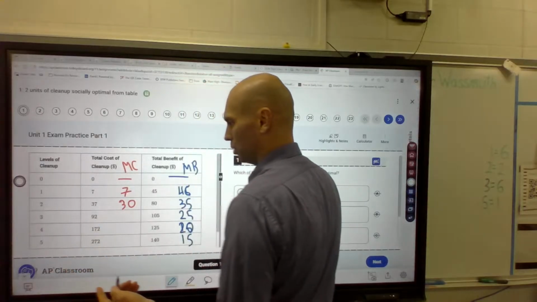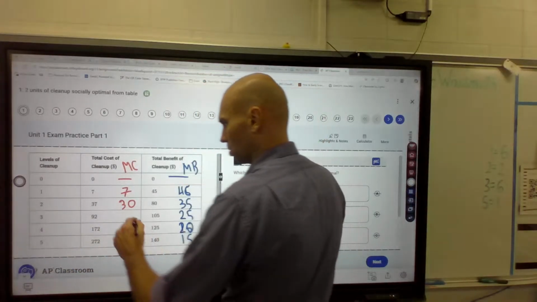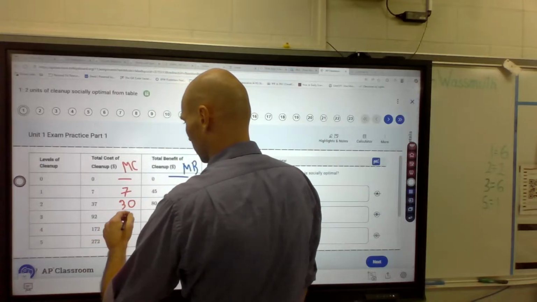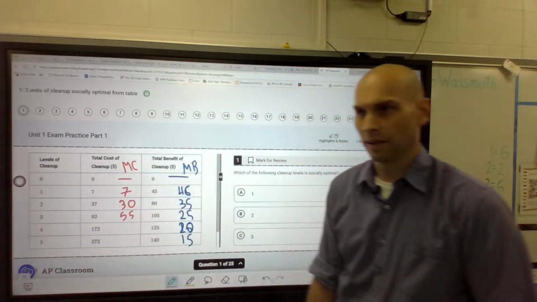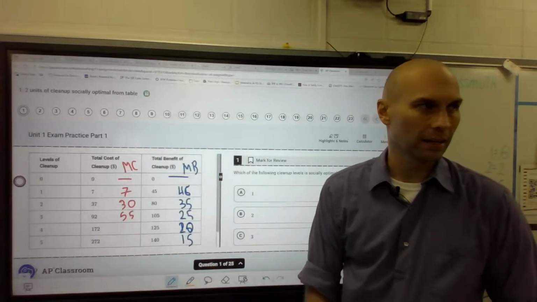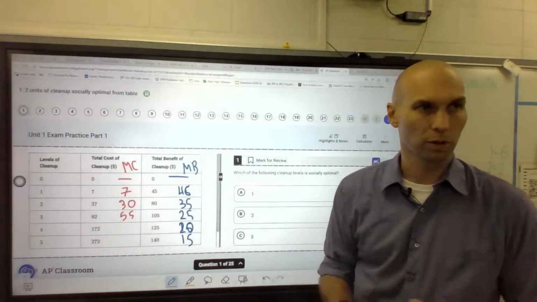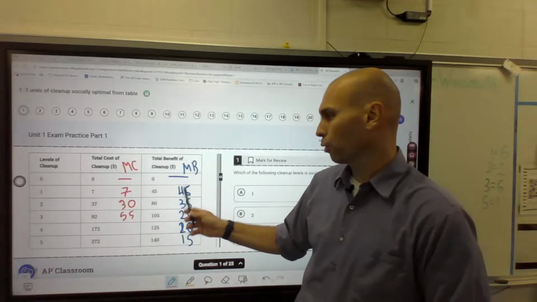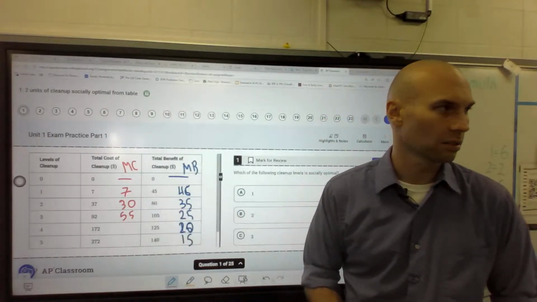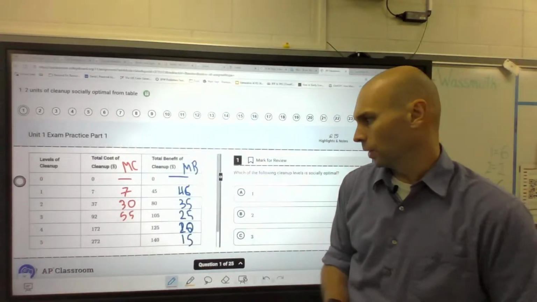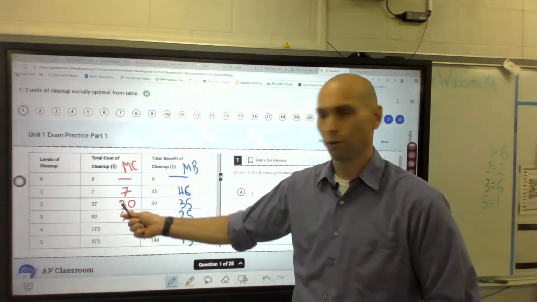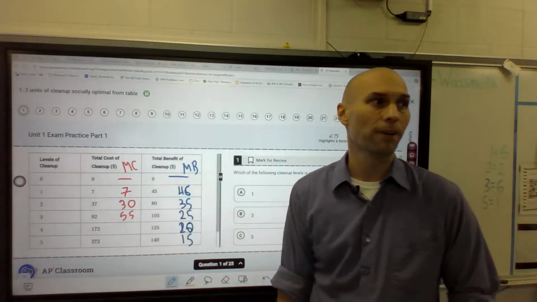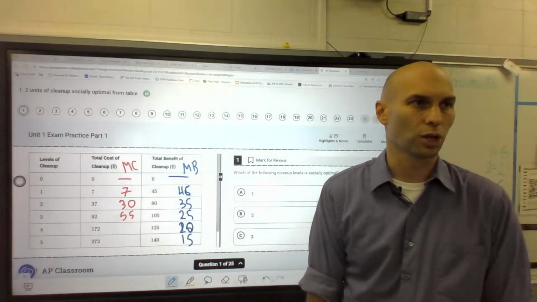honestly, let's talk about how to do this a lot faster. This is going to be 50 plus. In fact, it's going to be 55, but it's irrelevant. You don't have to do the whole thing. You just have to do it until marginal cost equals marginal benefit. So let's look at the first one. Should we do it? 45 benefits for 7 costs. Do it or don't do it? Do it. Next one, 35 benefits for 30 costs. Do it or don't do it? Do it. 25 benefits for 55 costs. Don't do it. So what's the socially optimal amount? 2.